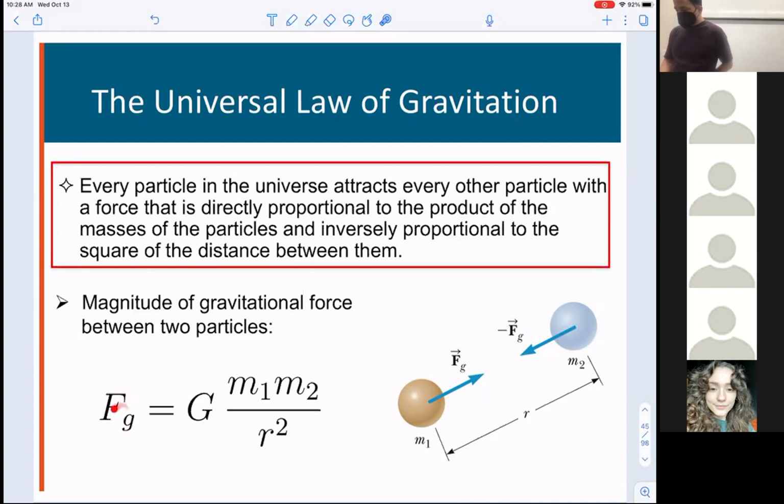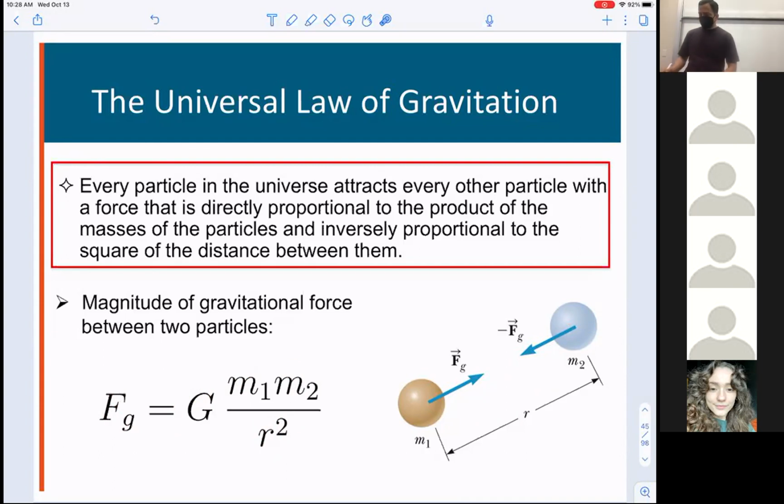And the force is proportional to the product of the two masses. So you see that the magnitude of these forces depends on m1 times m2, and it is inversely proportional to the square of the distance between them. So their distance is r apart, so the force goes like 1 over r squared. And then there's this overall constant G, which is a proportionality constant that we have to determine from experiment.